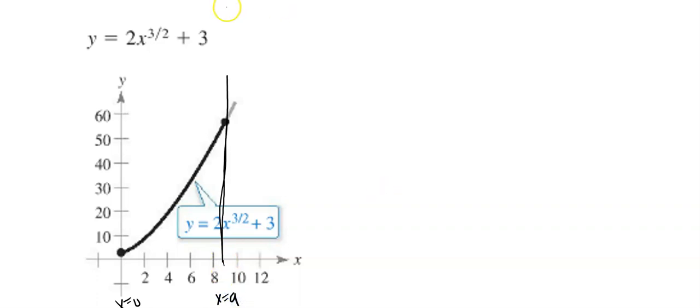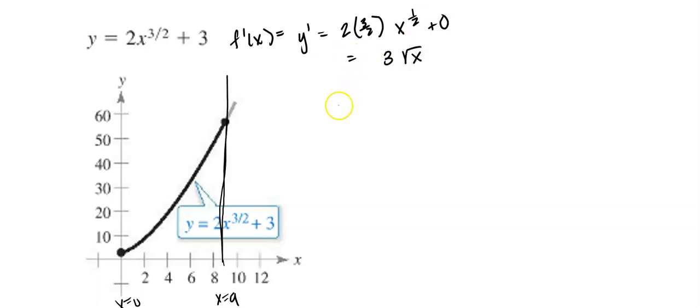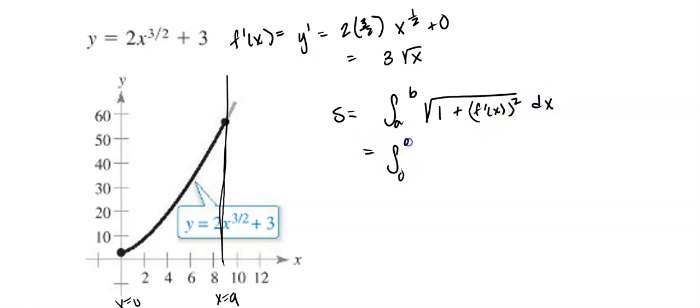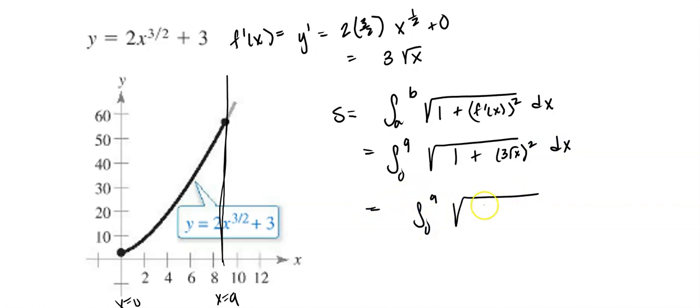But for our f prime of x, we will have y prime, which is 2 times 3/2 times x to the 1/2 power plus 0, or 3 square root of x. So s will be the integral from a to b of the square root of 1 plus f prime of x squared dx, which is the integral from 0 to 9 of the square root of 1 plus 3 square root of x, squared. So this will be the integral from 0 to 9 of the square root of 1 plus 9x dx.